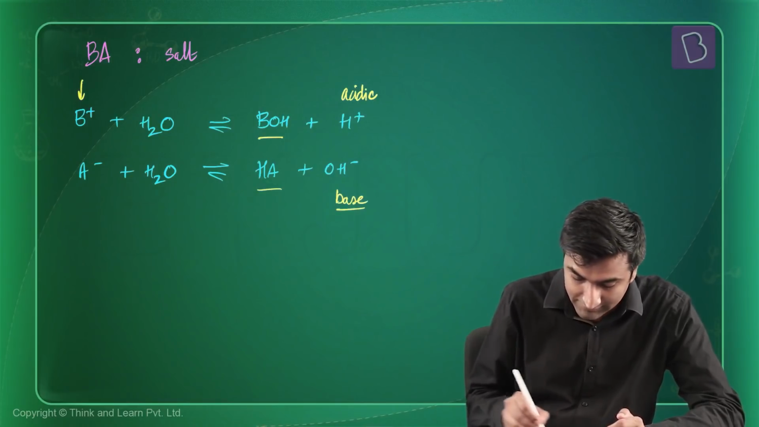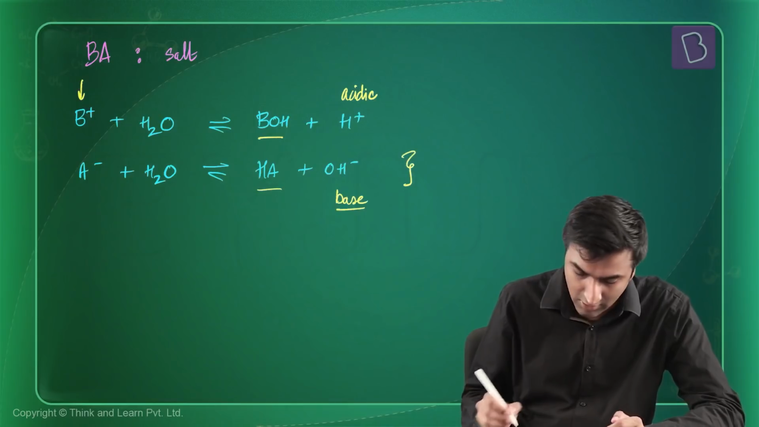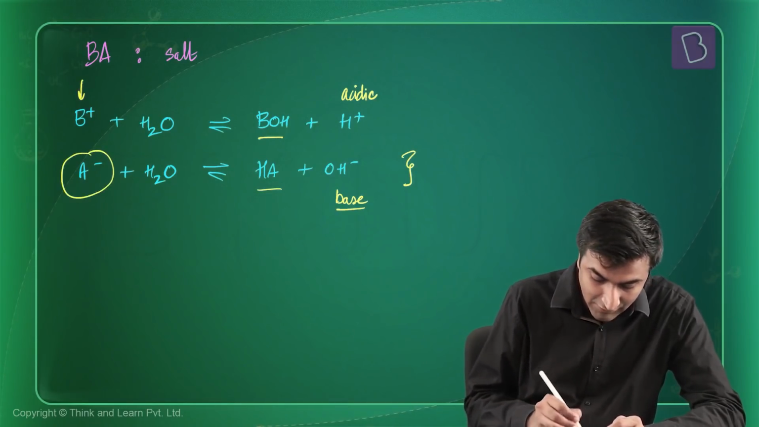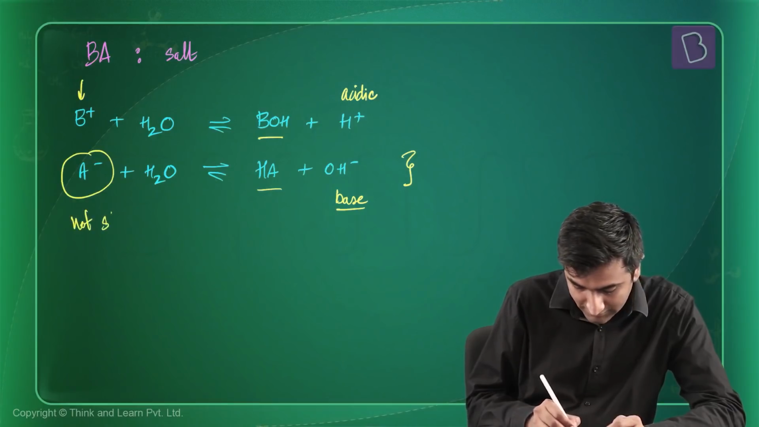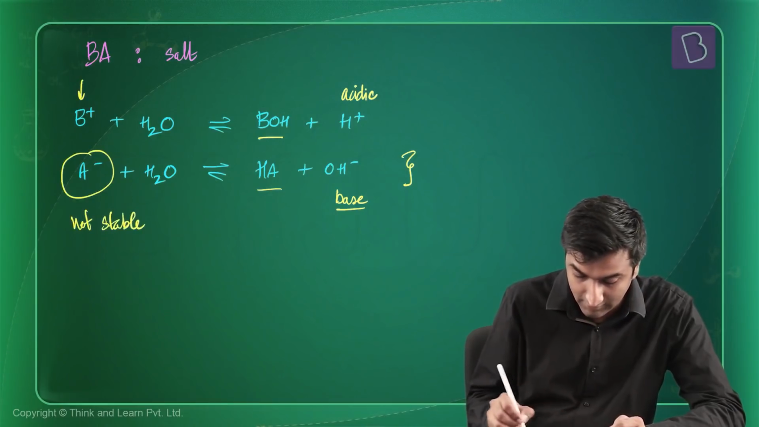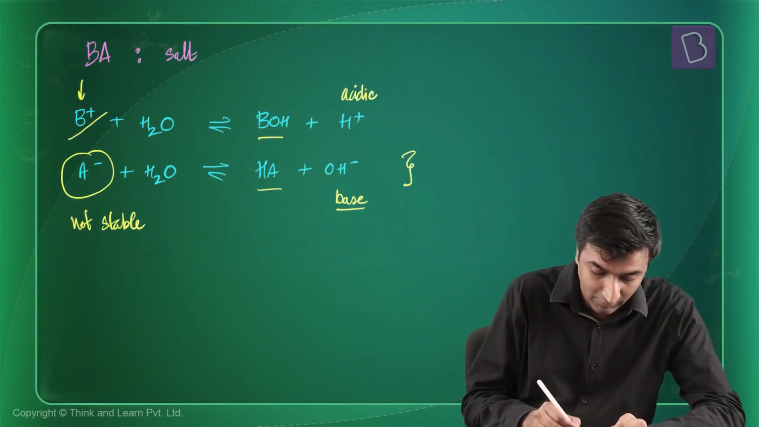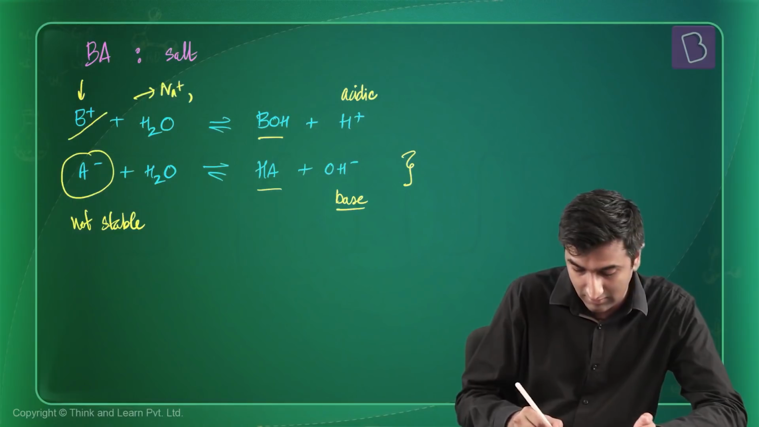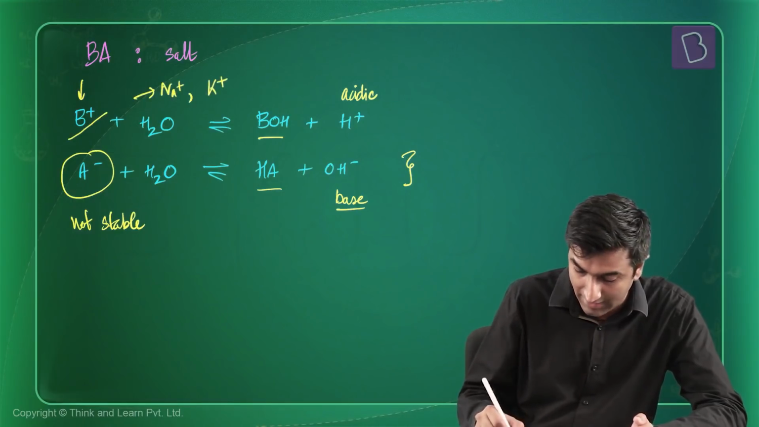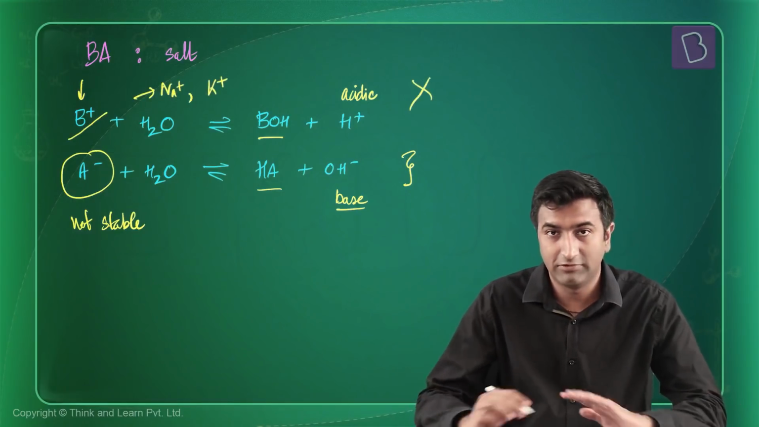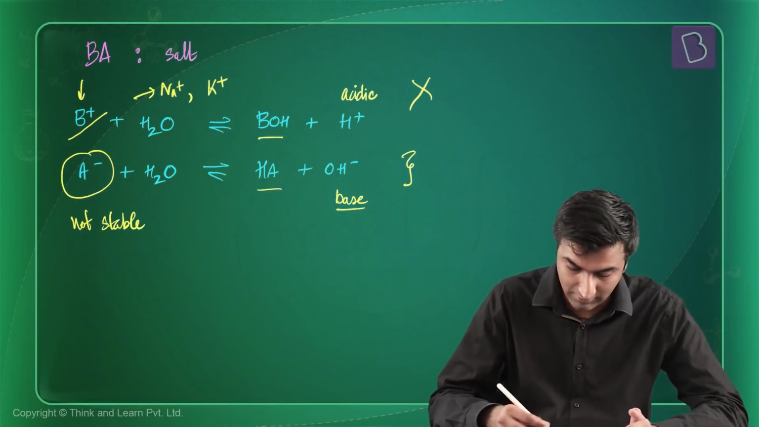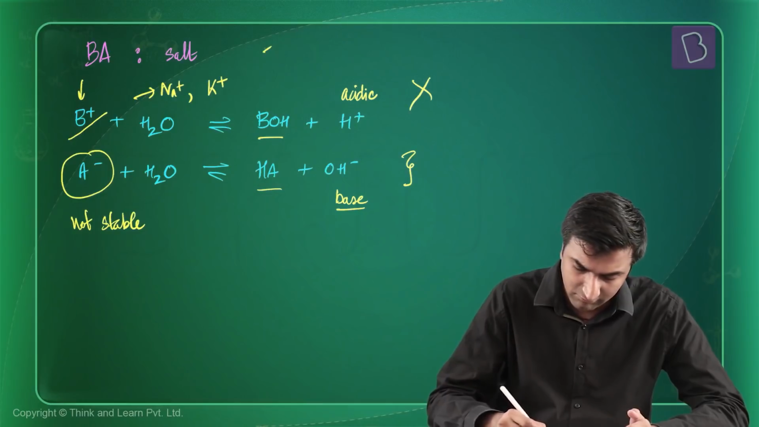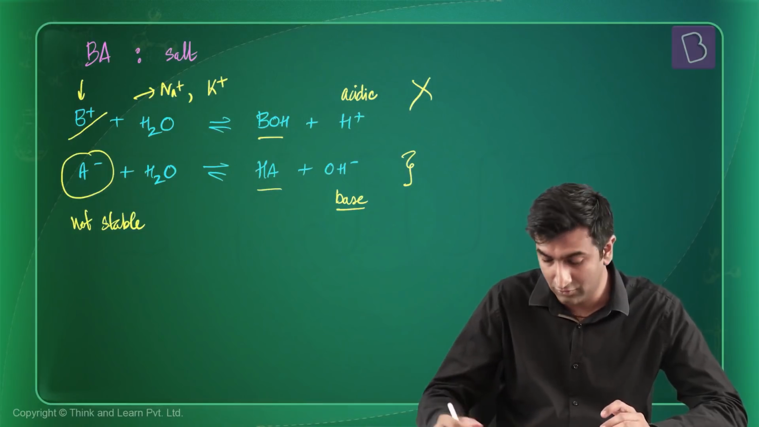So we're interested in this second one over here. This would happen if and only if this ion itself is not stable. If it's not stable, then it would like to react with water. If it is stable, like Na+ or K+, then this is not going to happen. But if it's a weak thing like Fe3+ or something like that, then it could happen. So that's the idea we're going to use.